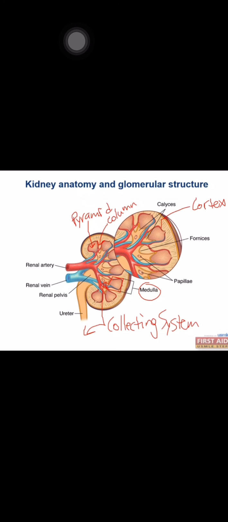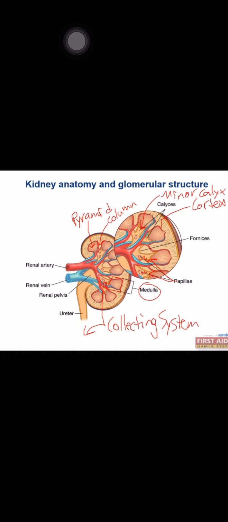The collecting system, on the other hand, begins as the minor calyces. So this is a minor calyx. Each renal pyramid drains into its own minor calyx via a renal papilla, seen here. This diagram is actually a little off. The renal papilla is actually that tip of the renal pyramid there, not this area.